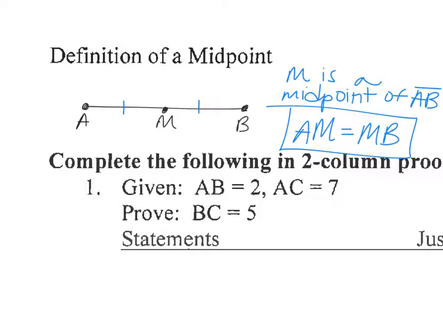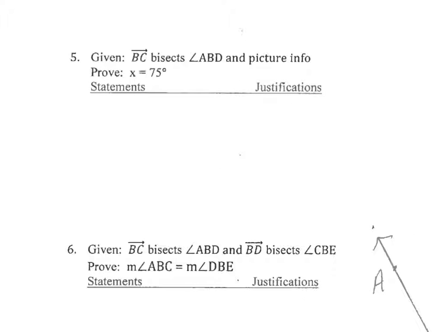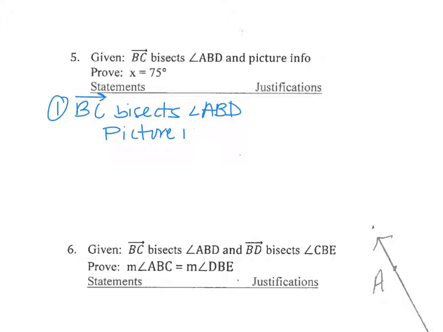So I'm literally going to write exactly what it says, which is that BC bisects angle ABD, and picture info. If you want to actually write out what the picture says, you can do that. I'm not going to, because it's in the picture. Given.